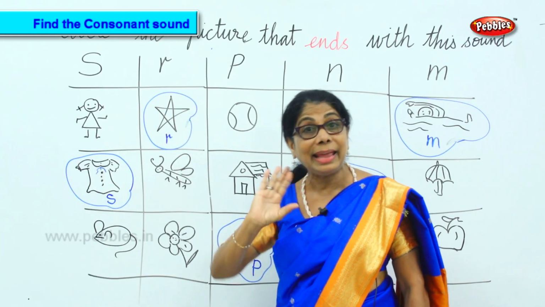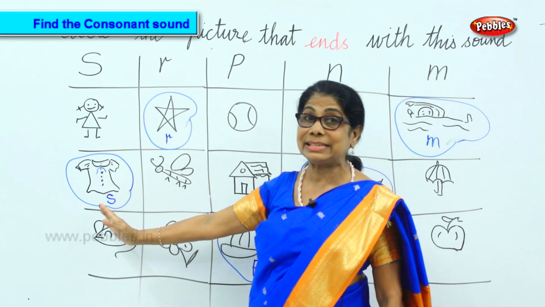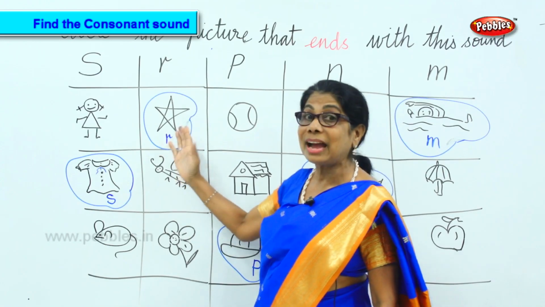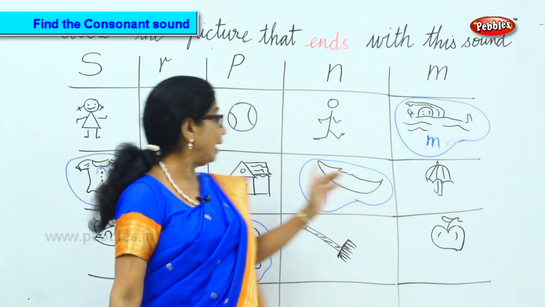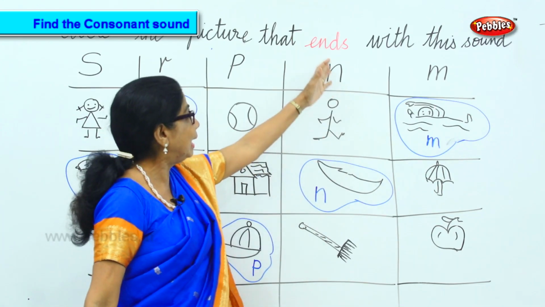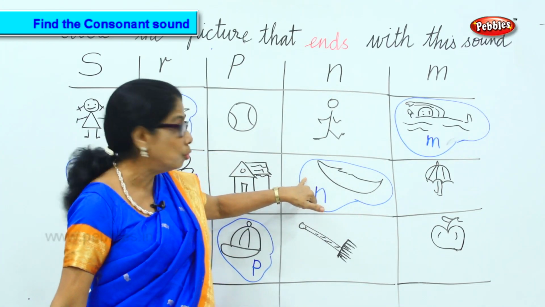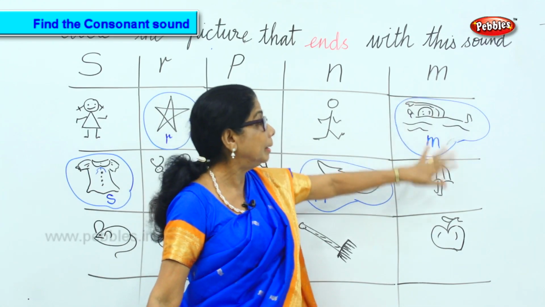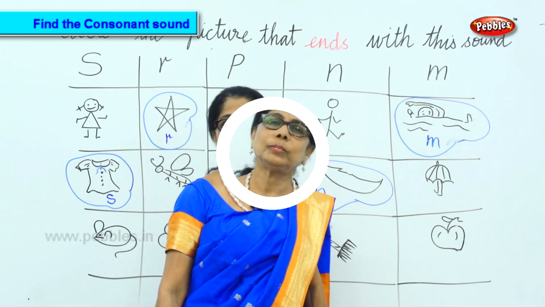The letter ending. Dress, it ends with S. Star, it ends with R. And cap ends with P. And this is moon. And then we have swim. Now I will put up some pictures for you, and then you must say that picture with what letter it begins with.